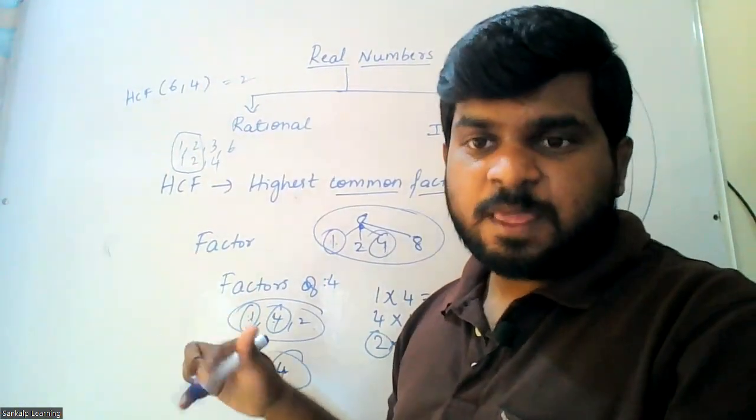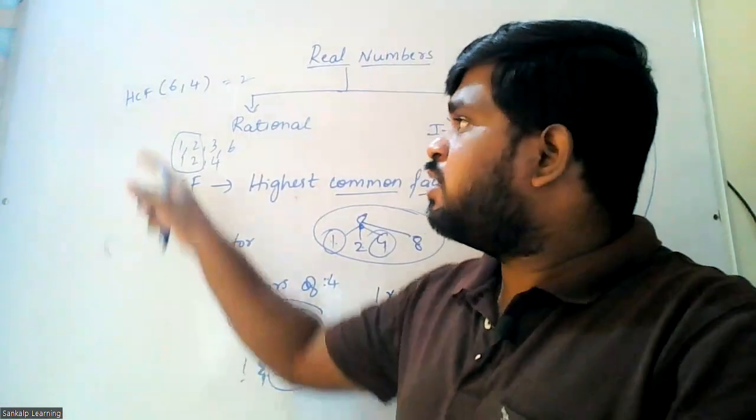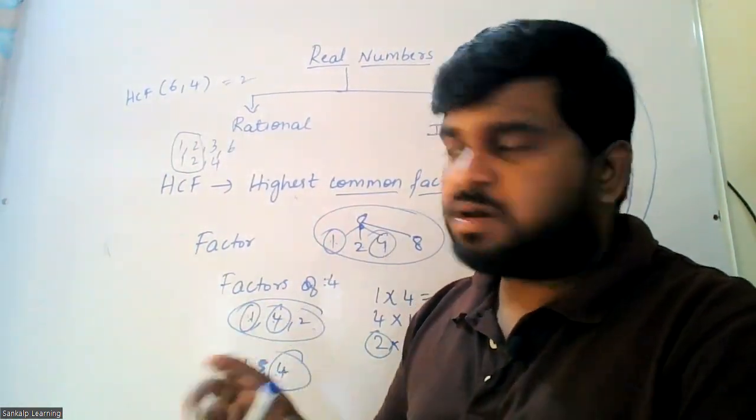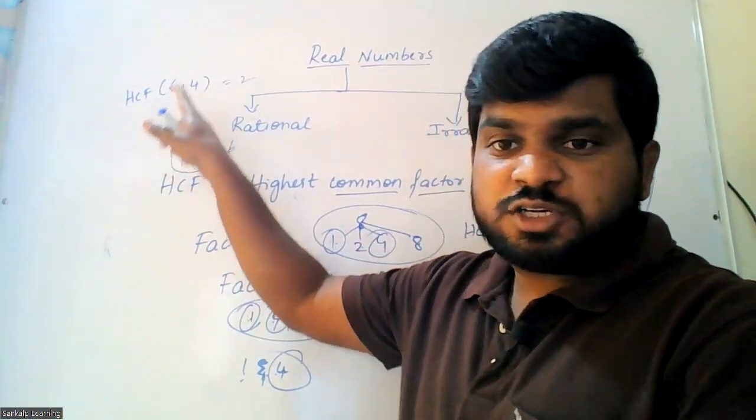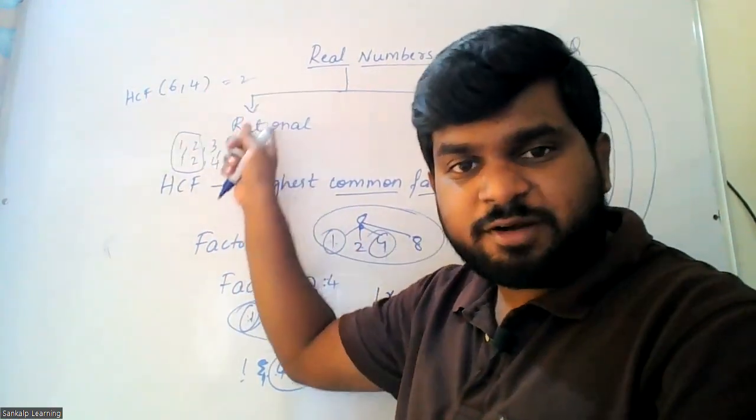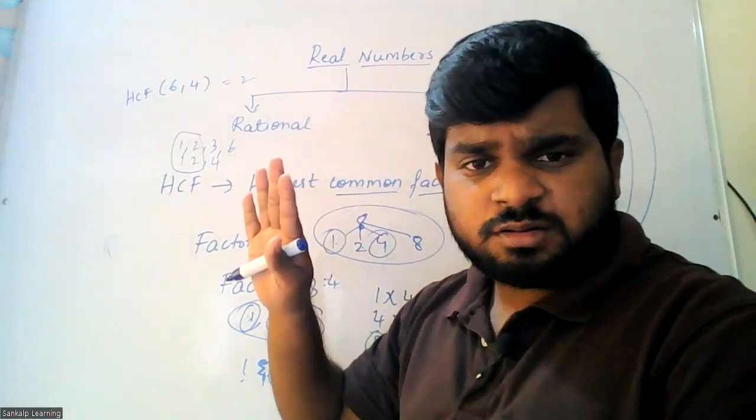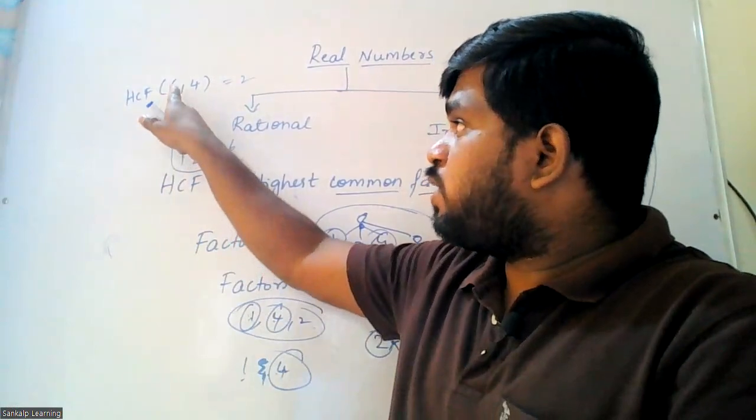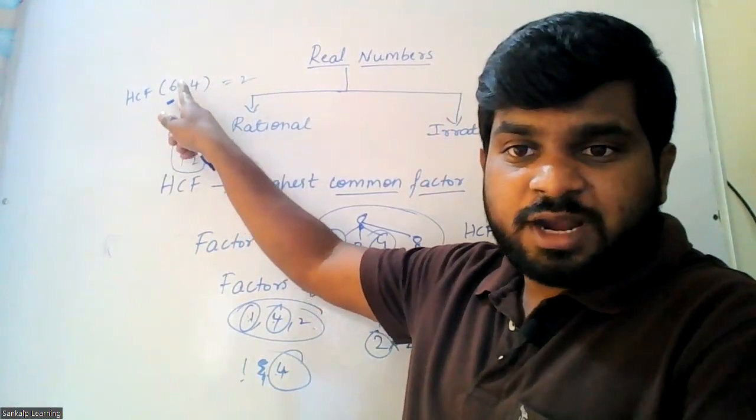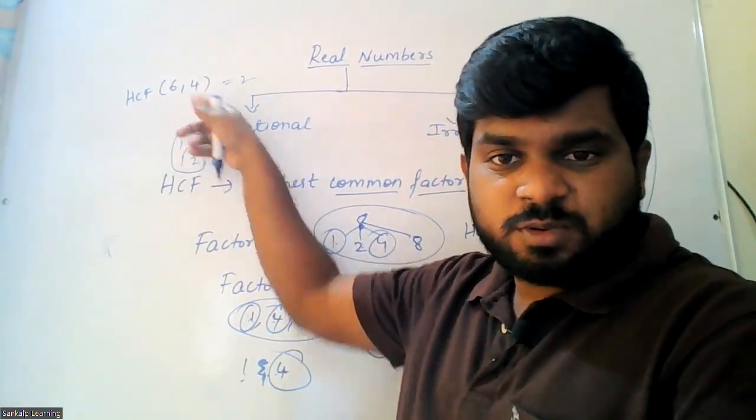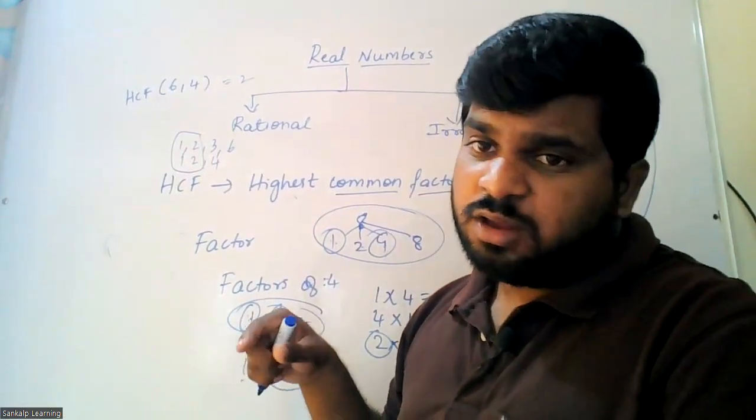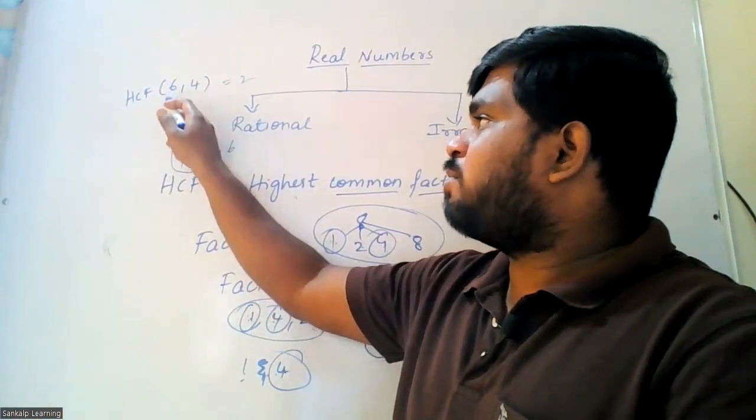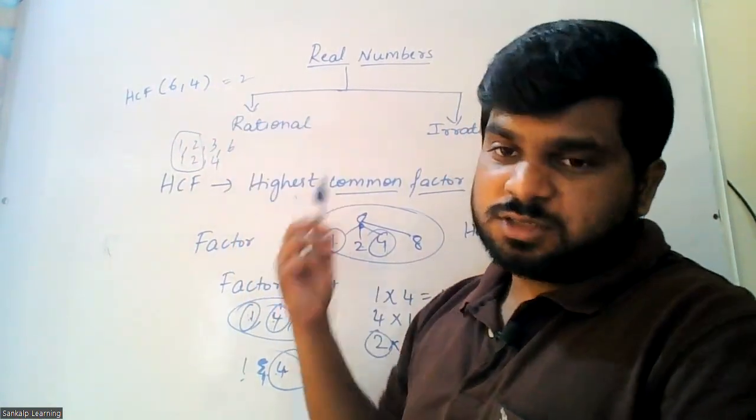This is the process. But you can also do it very easily. You got 6, 4. Which is the highest number that divides both? It should divide 6. It should divide 4. 1. Is there any other number other than 1? Yes, it is 2. 2 divides both. You can divide 4 by 2. You can divide 6 by 2. Can I say 3? No, 3 divides 6, but it doesn't divide 4. So the highest common factor of 6 and 4 is 2.